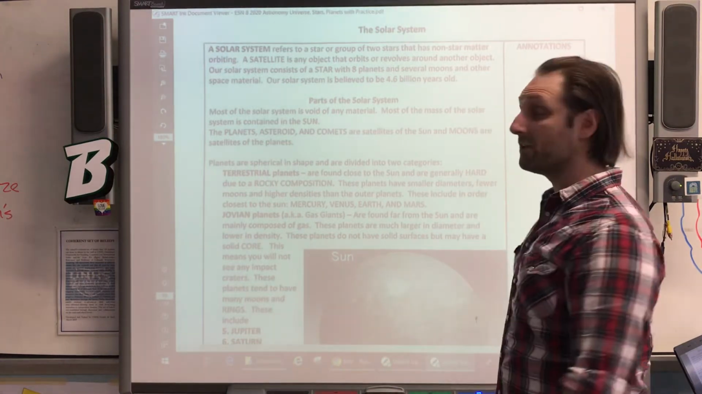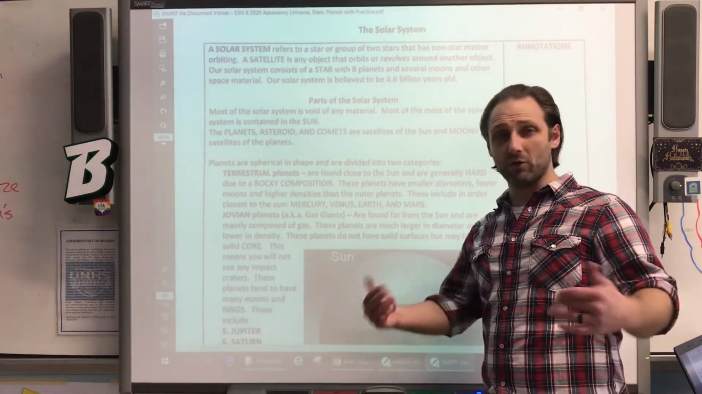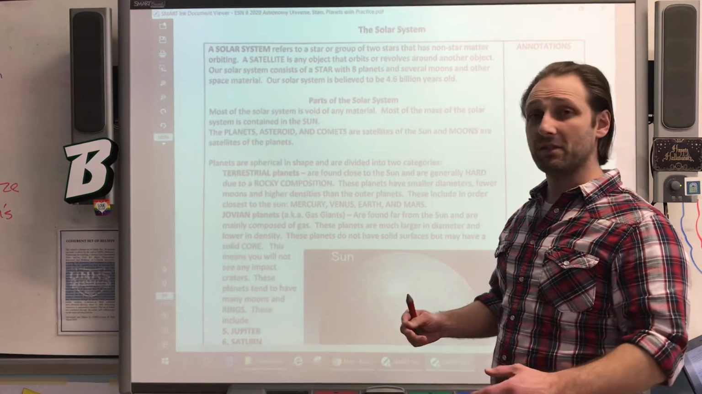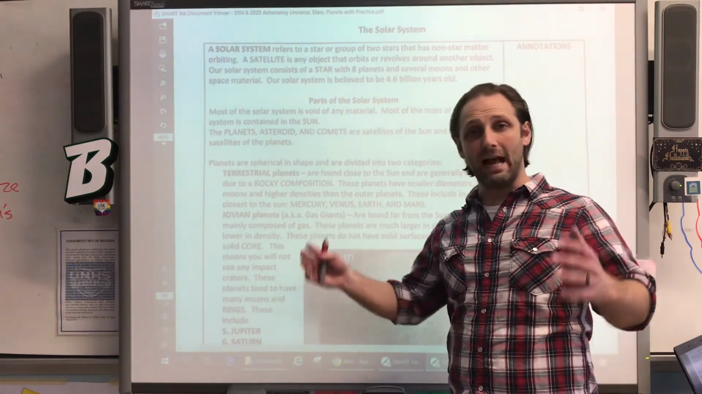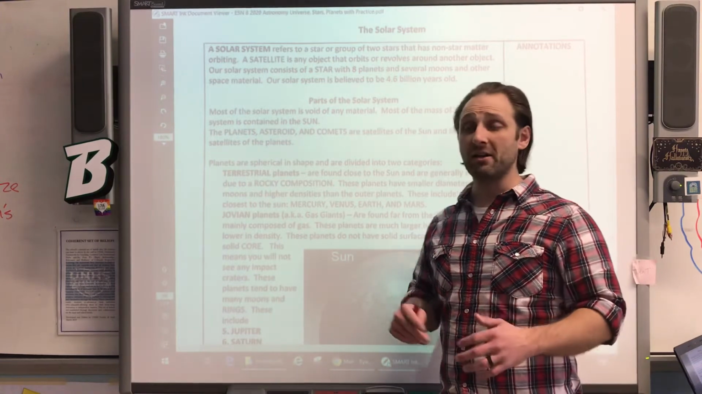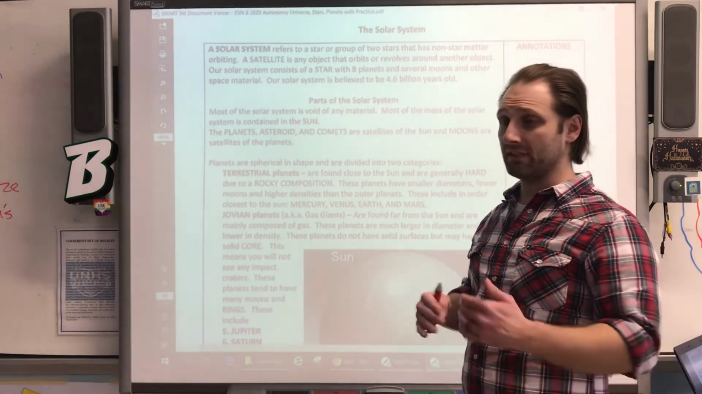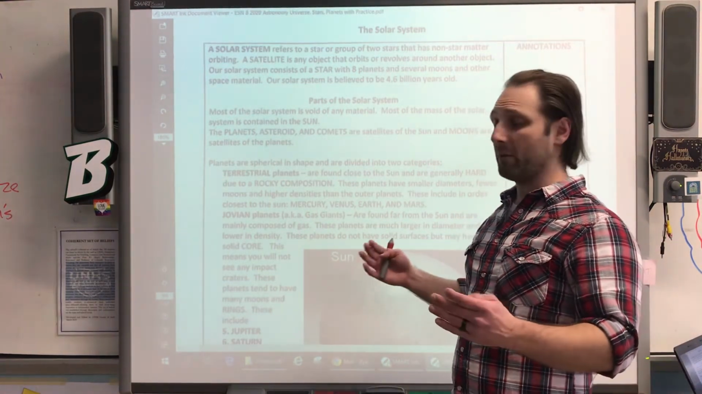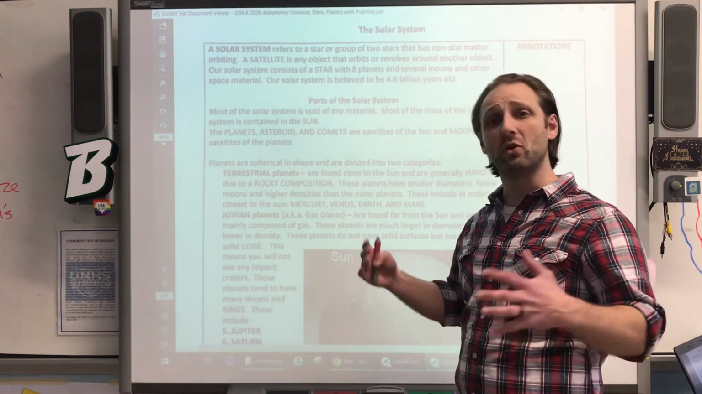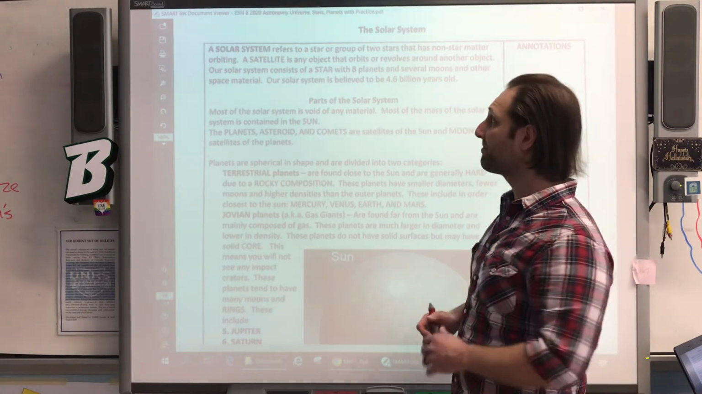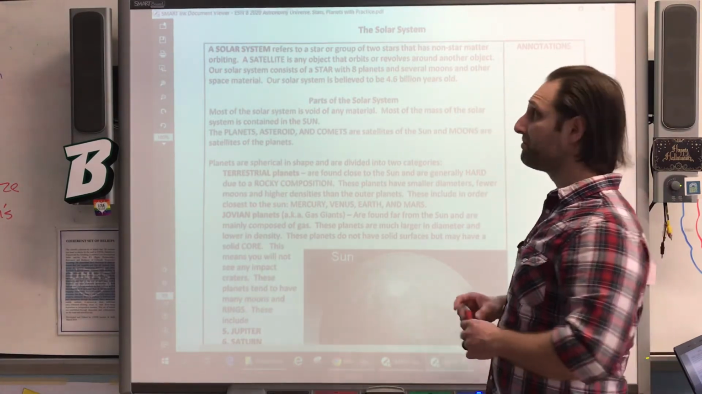So we're gonna finish it up talking about our solar system. This is our star and the planets that revolve around our star. We'll focus on what those things are, what the names of those planets are, how we classify them, and then we're going to look at the reference tables to see the data that's associated with each of these planets. All right, so solar system.